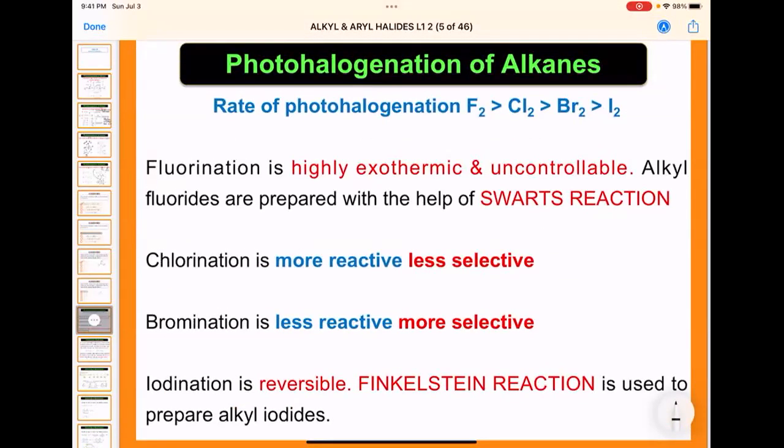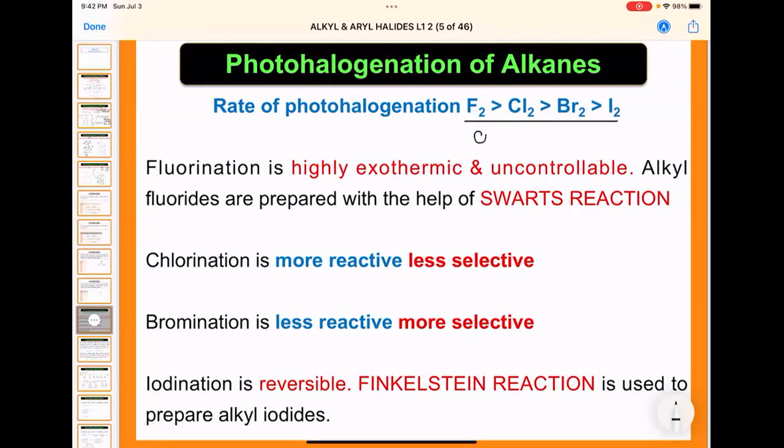Now we need to talk about the rate of halogenation. As I told you, fluorination is very reactive. Can you tell me why fluorination is very reactive and you can't control it? What is the reason for it? Fluorine actually is very, very reactive. High bond energy? The bond energy is actually very weak. The bond energy is not as per this trend.